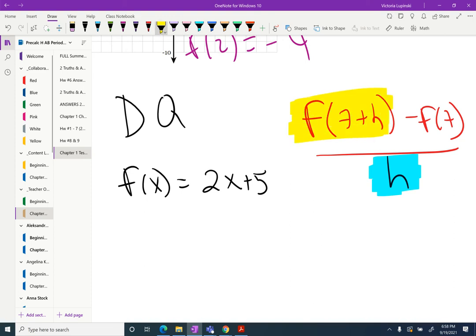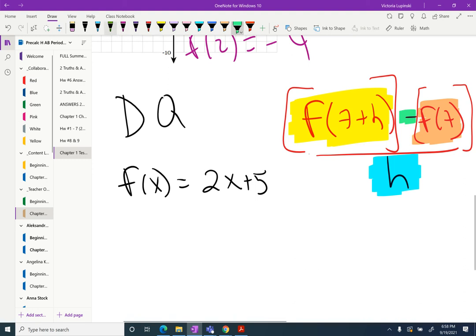Then you have this yellow, which is its own calculation. You might want to think of this as being in parentheses. And then this f of 7 is a separate calculation. And then the minus in between is always going to be a subtraction. So I'm going to start by finding the yellow, which means I'm going to go to the f function. Everywhere there's an x, I'm going to put a 7 plus h.